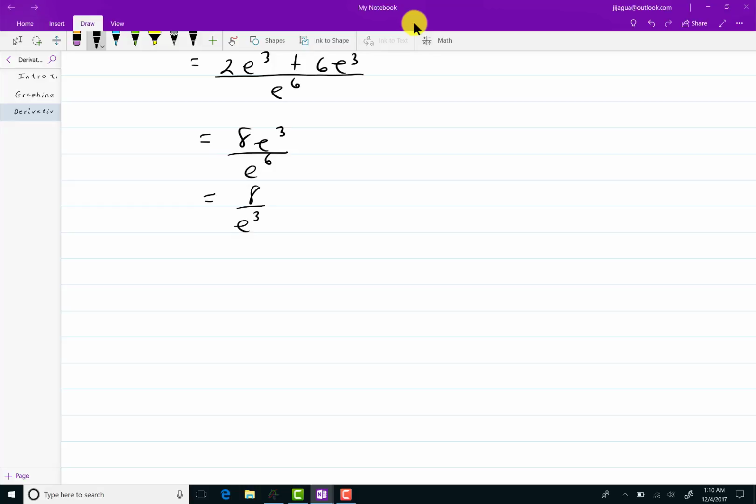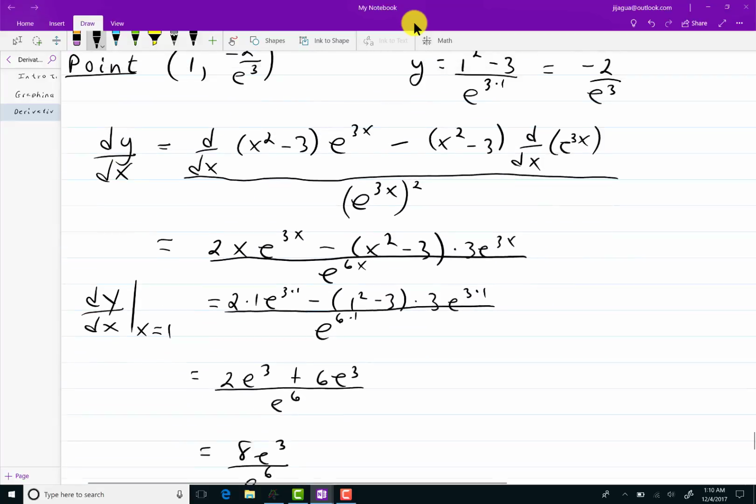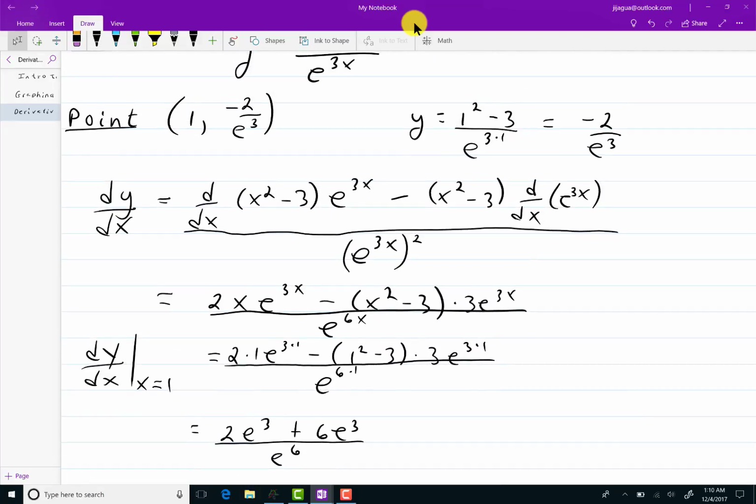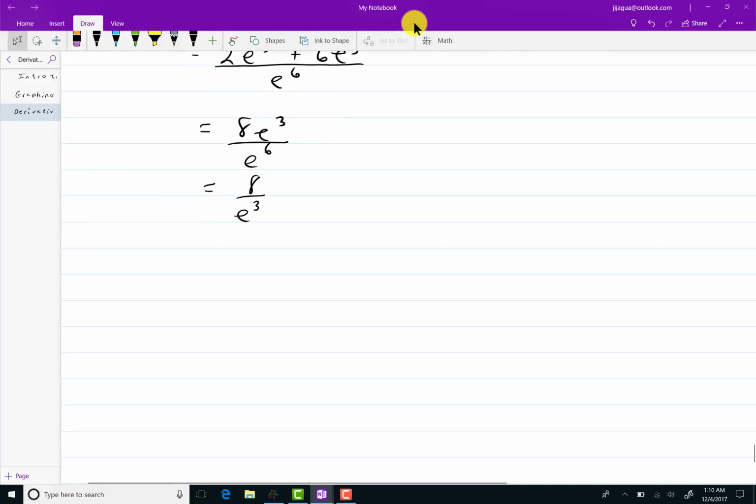So I've got my slope. Where was the point again? That was 1, negative 2 over e cubed. So my point was 1, negative 2 over e cubed, and my slope was 8 over e cubed.